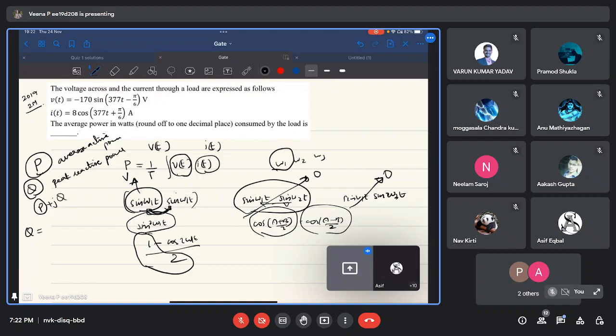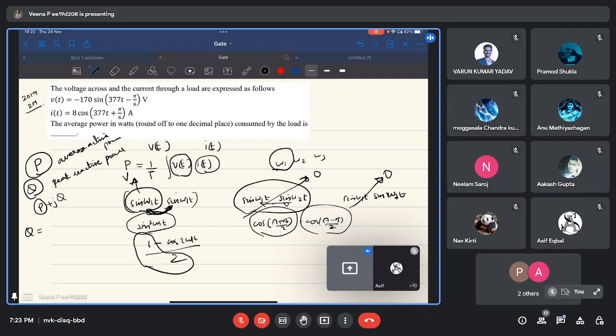So in Q, all other multiplications of frequency components will come in your reactive power equation. But in average active power, different frequency products will not come, because when they come, their average values are 0. Instantaneously, there will be active power. But when you find the average active power, all those terms will turn out to be 0.